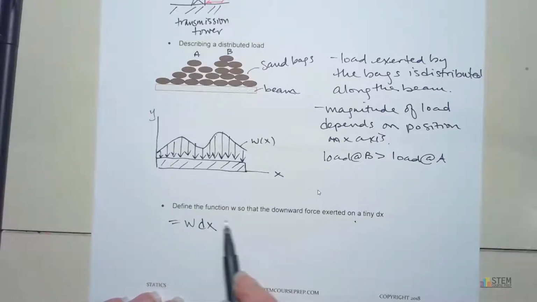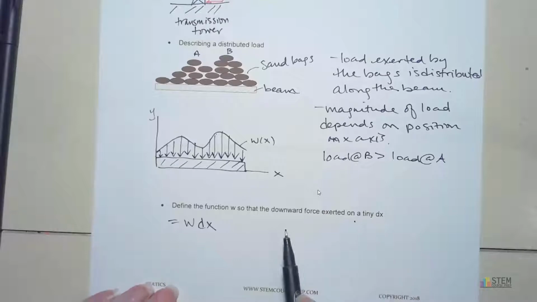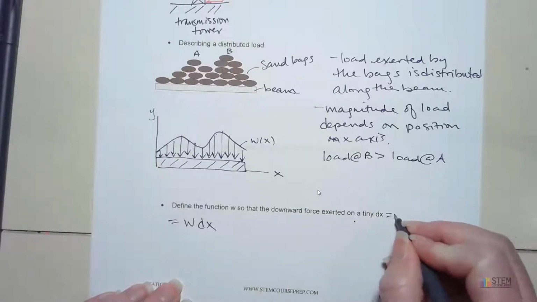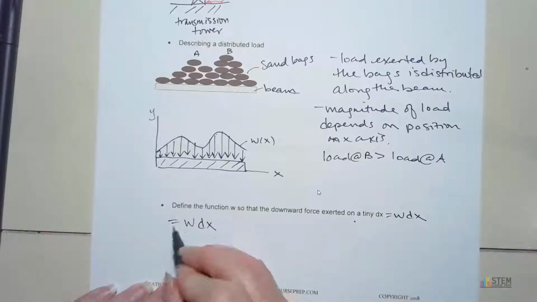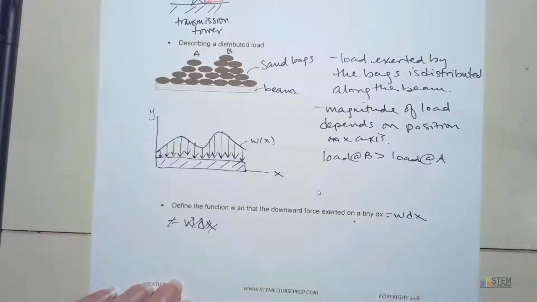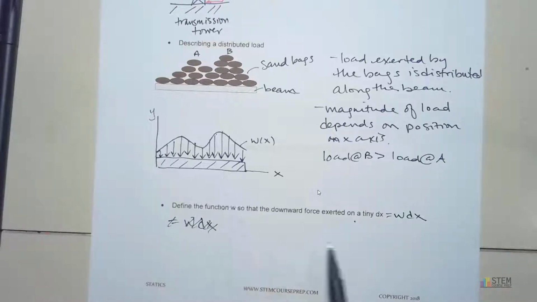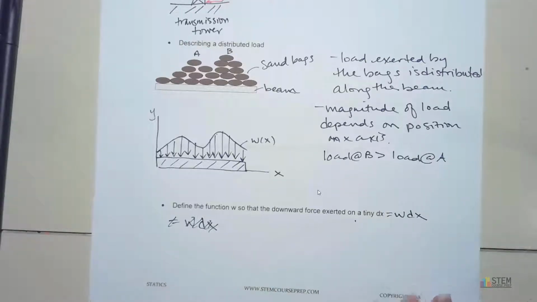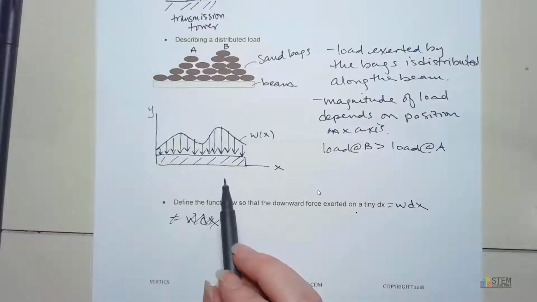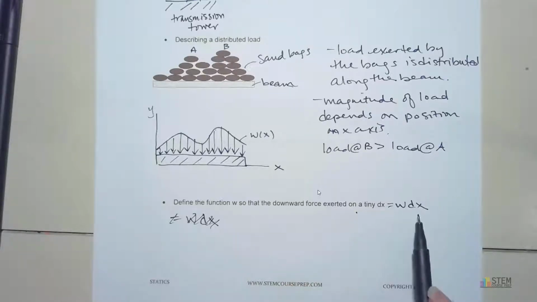All right, so that's what we're going to do. Might make more sense to put this over here. Let's put it over here. Okay, so that's how we're going to define this W. It's going to be defined by these downward forces that are exerted on small little dx values. Okay, and that's going to give us W dx.